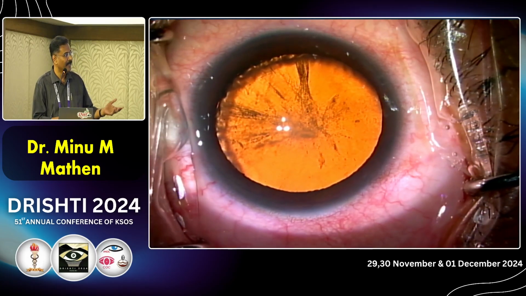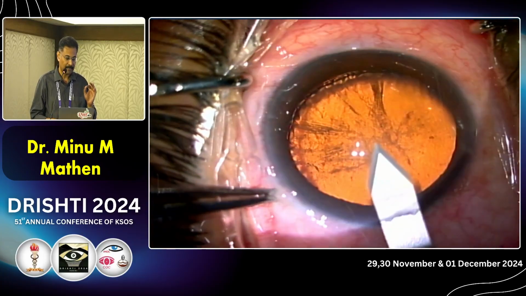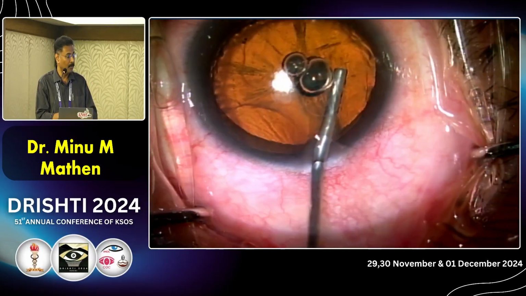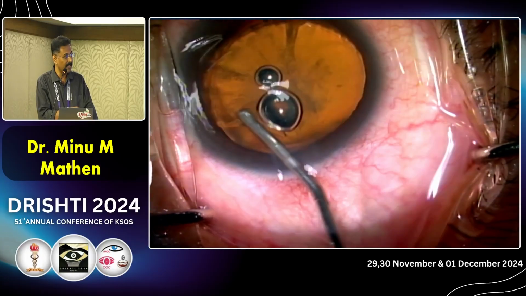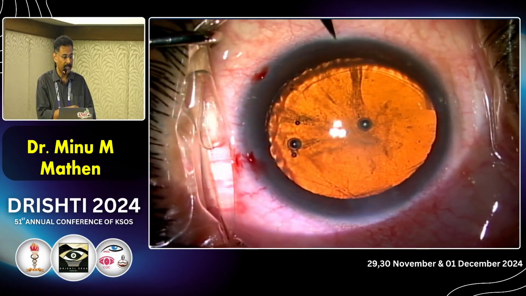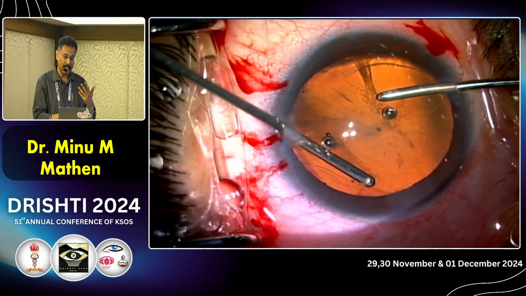So this is one trauma patient with subluxation. You can see the incision. Very important, there should not be a leak, it should be an appropriate incision. I put dispersive viscoelastic first to plug this area, no vitreous in the AC as of now. Then paracentesis incisions to get ready for using iris hooks to hold the rexis.